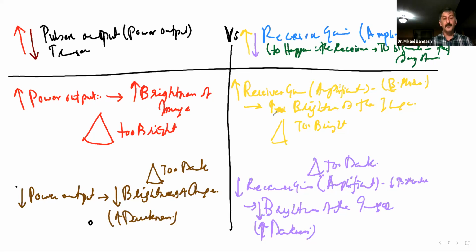One way to fix it is to reduce the receiver gain. By reducing the receiver gain, the image may become ideally bright. Or, as the ALARA principle says, as low as reasonably achievable.